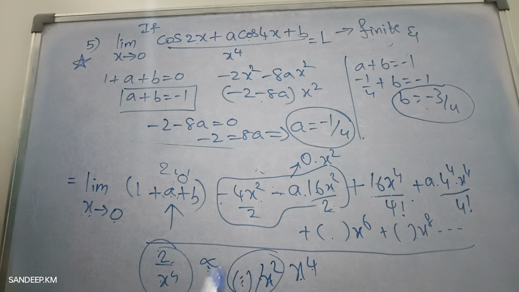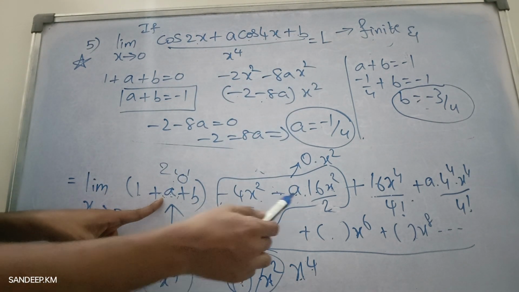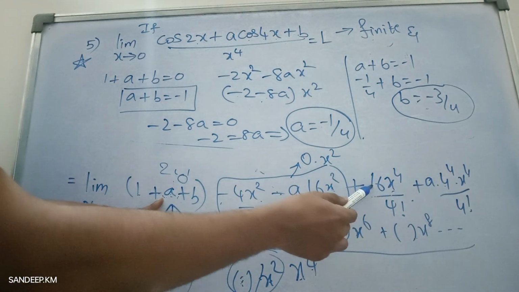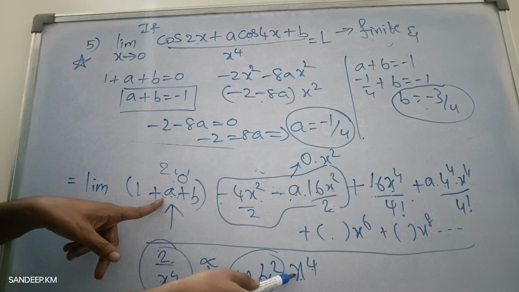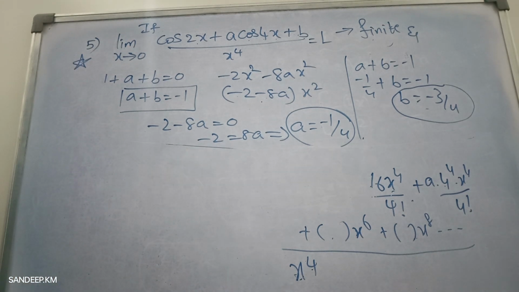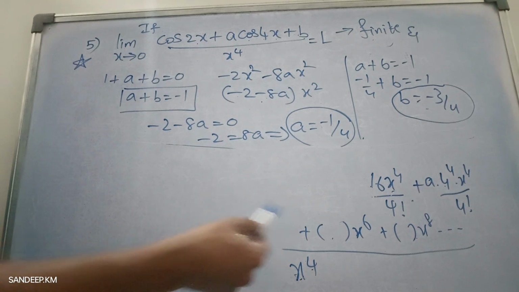Okay, now once again, how do we find the value of the limit? Now this is 0, this is 0. The limit is x power 4 coefficient in the numerator divided by x power 4 coefficient in the denominator. See, I removed the constant term and x square term because their coefficients are 0.